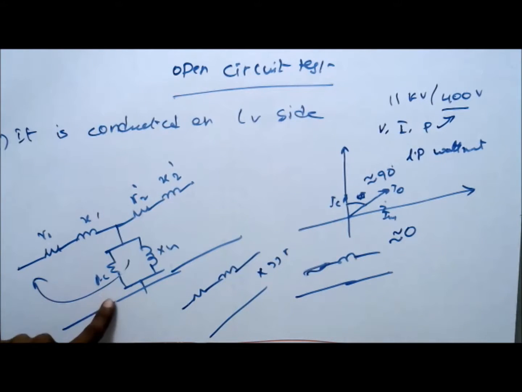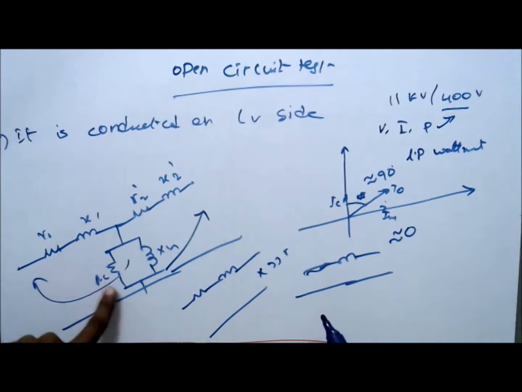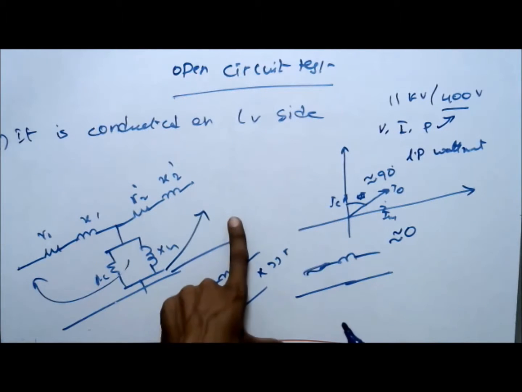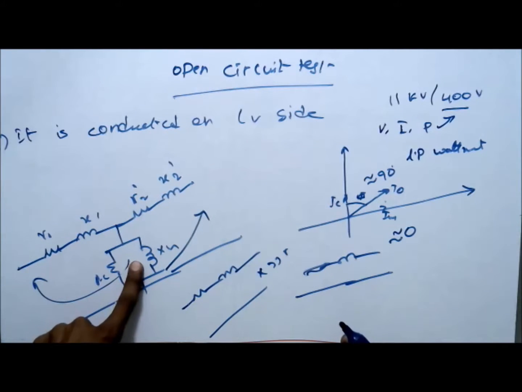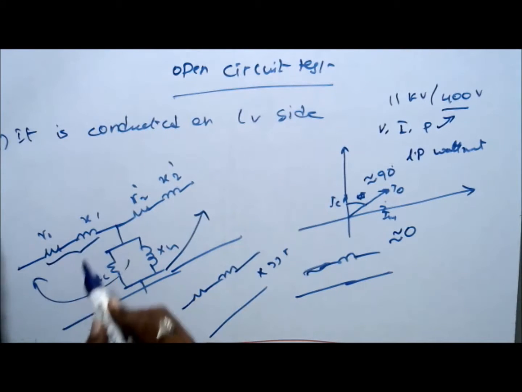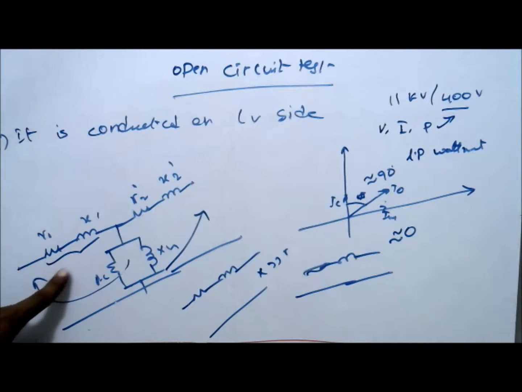Here one doubt will arise: why do we shift this shunt branch parameter to the source side, not to the load side? You can shift the shunt branch parameters to the load side, but by shifting the shunt branch parameter to the source side, this much amount of voltage drop is neglected. Means while calculating the voltage regulation, this much drop we have neglected and simplified the circuit.